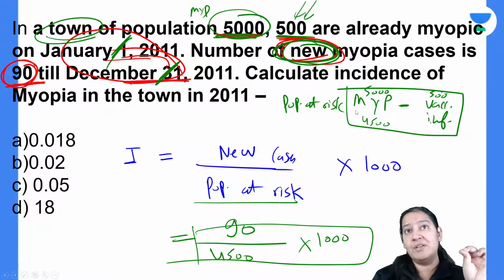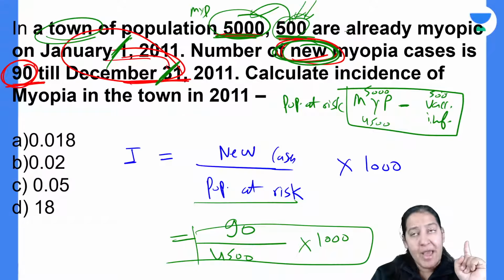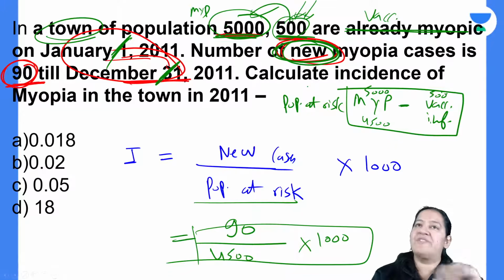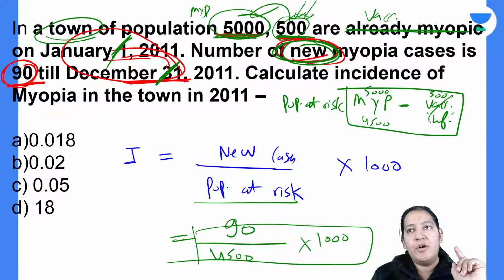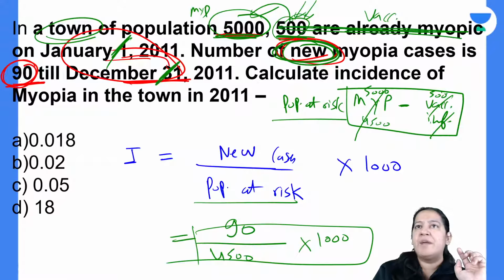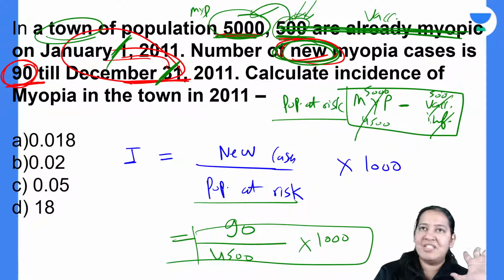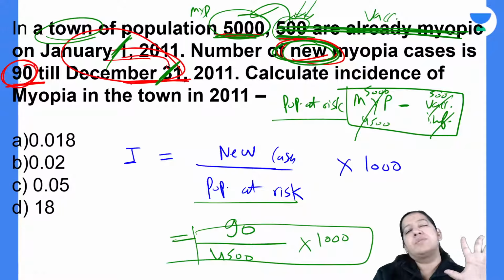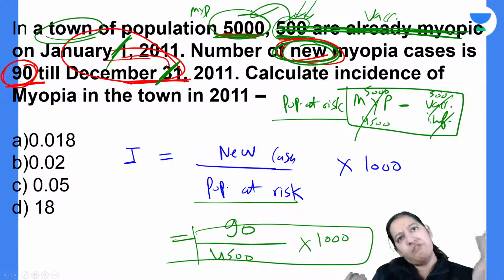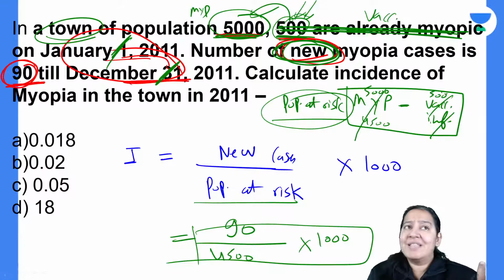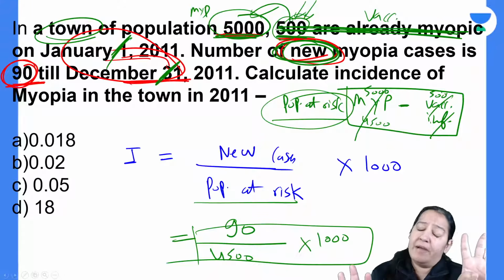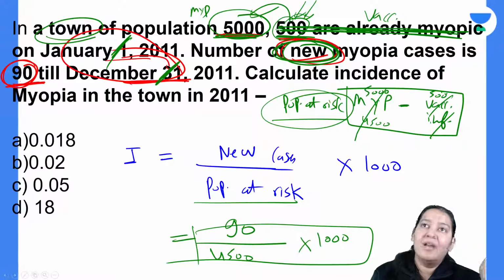So the clinch in the question was that 500 are already myopic. You have to subtract this. Instead of already myopic, the examiner can give 500 are vaccinated. Then also your denominator is the same, 4,500. You have to exclude vaccinated or infected persons from the total population to get population at risk. If nothing about 500 is given in the question, just imagine nothing is given. Population of town is 5,000, that is the only information. So we will consider all 5,000 as population at risk. If nothing is given, we will consider all of them at risk. No one is vaccinated, no one is infected. But here additional information is already given, so you can't neglect that.